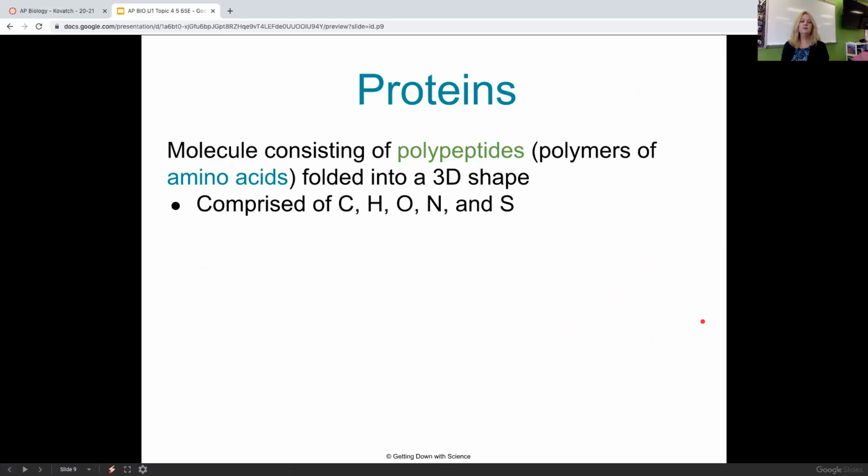So a molecule consisting of polypeptides folded into a 3D shape is what we would define as a protein. We say that's the definition of a protein. We know a lot about enzymes and proteins today and how important they are in our bodies. We can't survive without them. So many reactions are going on in our bodies all the time, and we depend on those proteins, those special proteins, enzymes, to make that happen. Proteins are composed of carbon, hydrogen, oxygen, nitrogen, and sulfur, and the shape of that protein is so important. It determines its function.